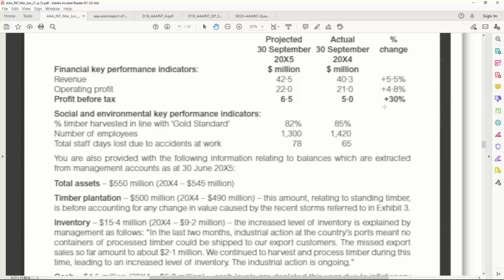Is the examiner giving you the percentage change in revenue, the percentage change in profit, and the percentage change in profit before tax? So has the examiner eliminated one step? The examiner is saying, don't use a calculator. Just tell me what is the risk in 5.5%? What is the risk in 4.8%? What is the risk in 30%? Just tell me that.